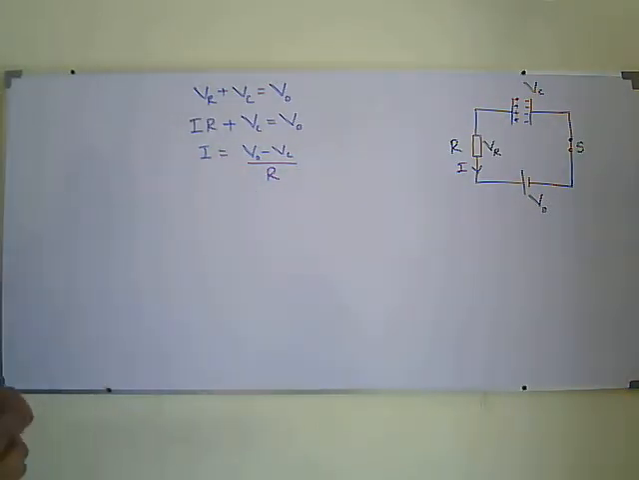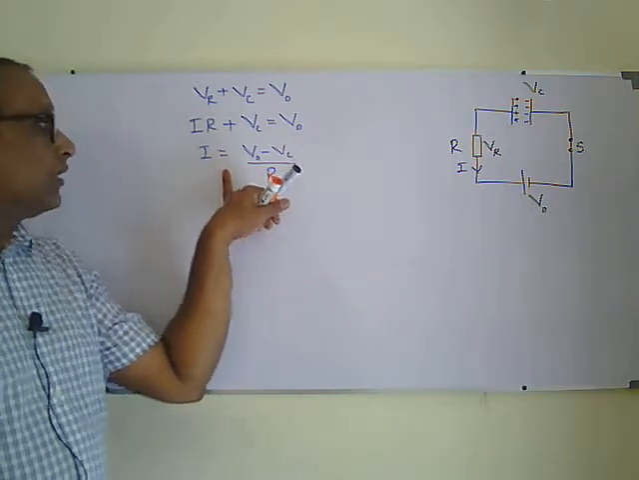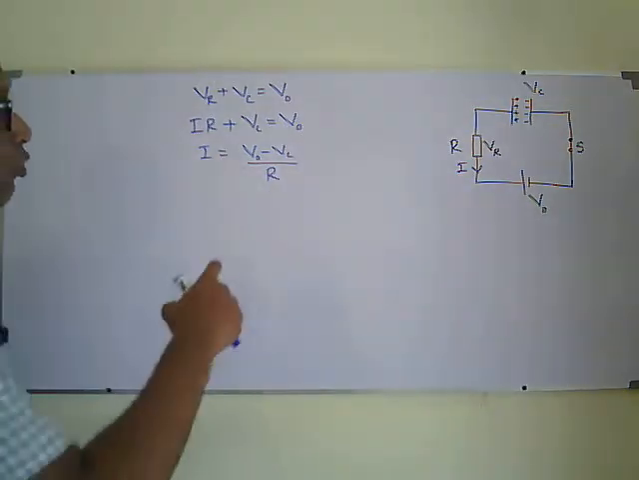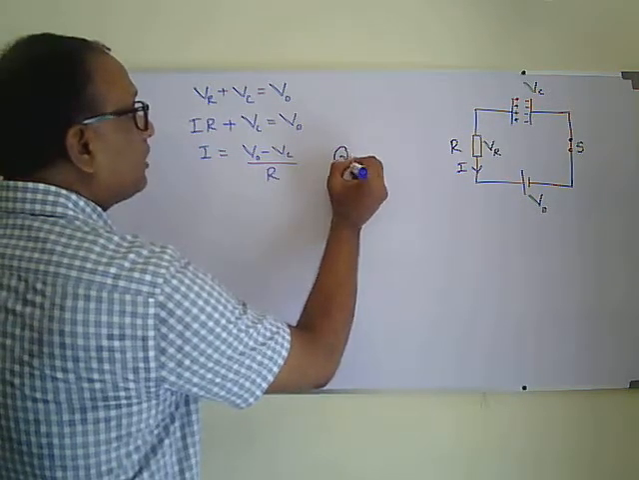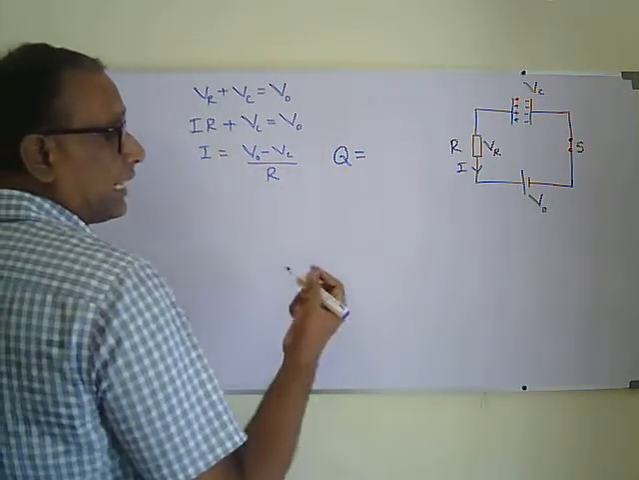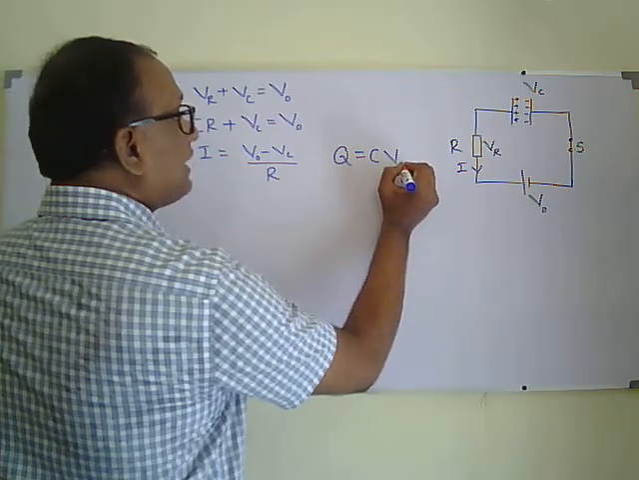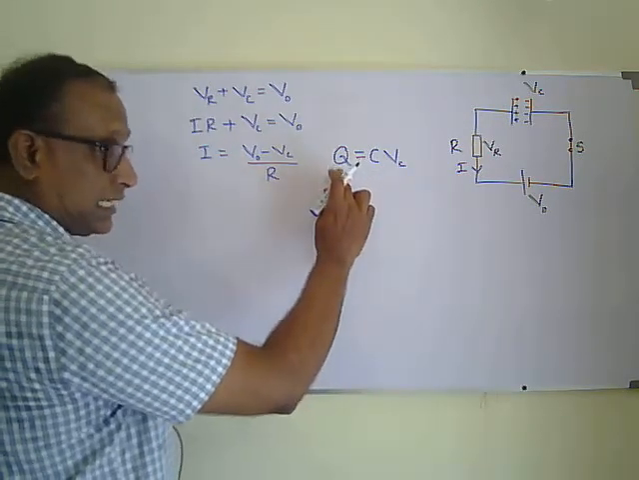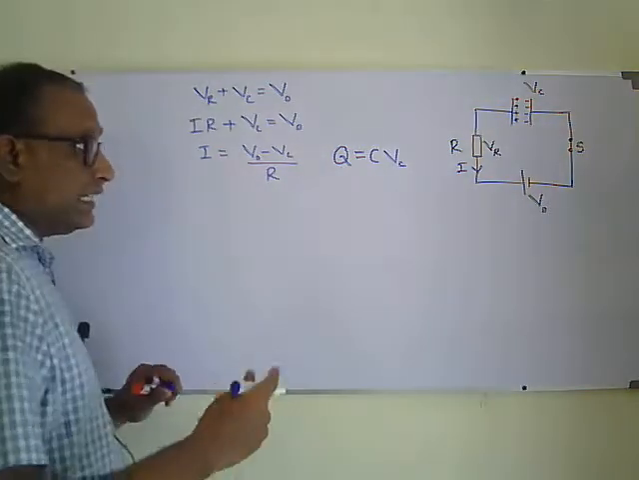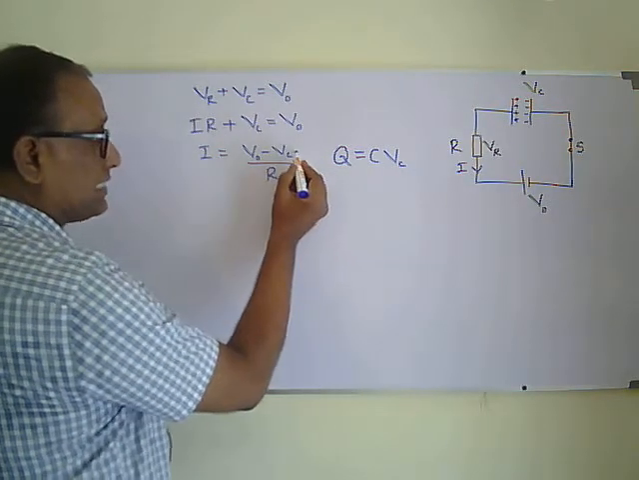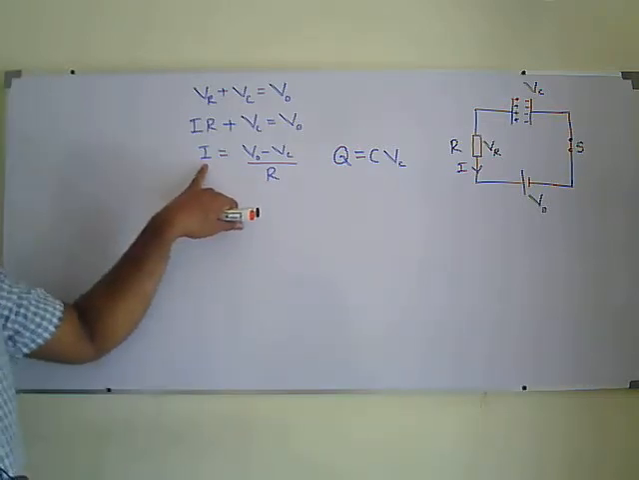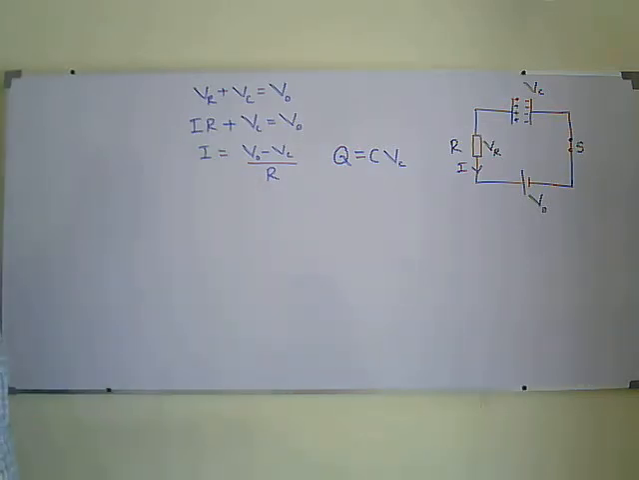This equation clearly shows that the current flow won't be constant when the capacitor gains more and more charge. According to Q equals C VC, where VC is the voltage across the capacitor and Q is the charge of the capacitor, the amount of charge displaced, when the charge of the capacitor increases, VC will increase. When VC increases, V naught minus VC will decrease. That means the current will decrease.